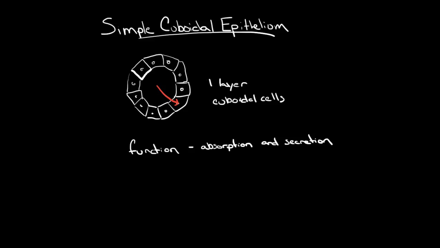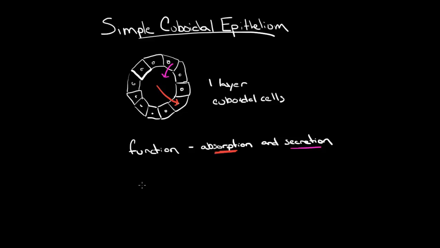That's absorption. And then maybe, let's do pink, we have some product being secreted into the inside of this area too. That would be secretion. So the job of this type of epithelium is absorption and secretion. Here, we'll kind of underline secretion there and absorption there, so we have this color-coded.